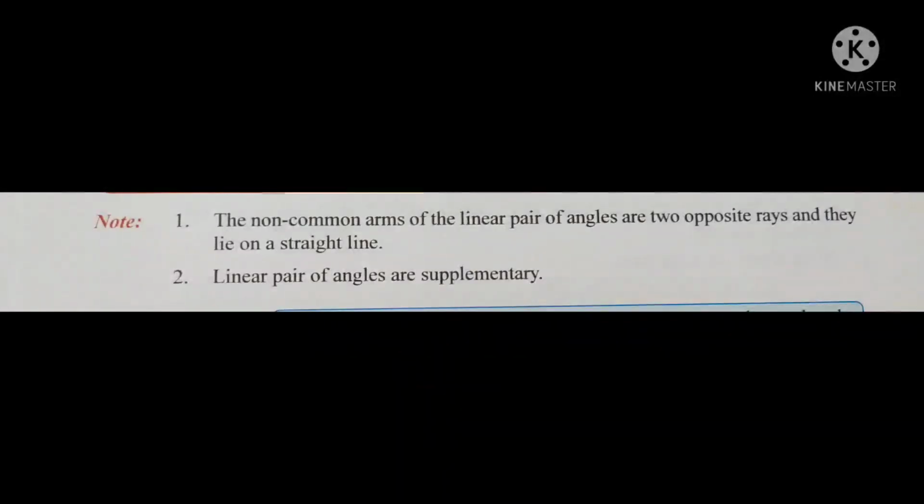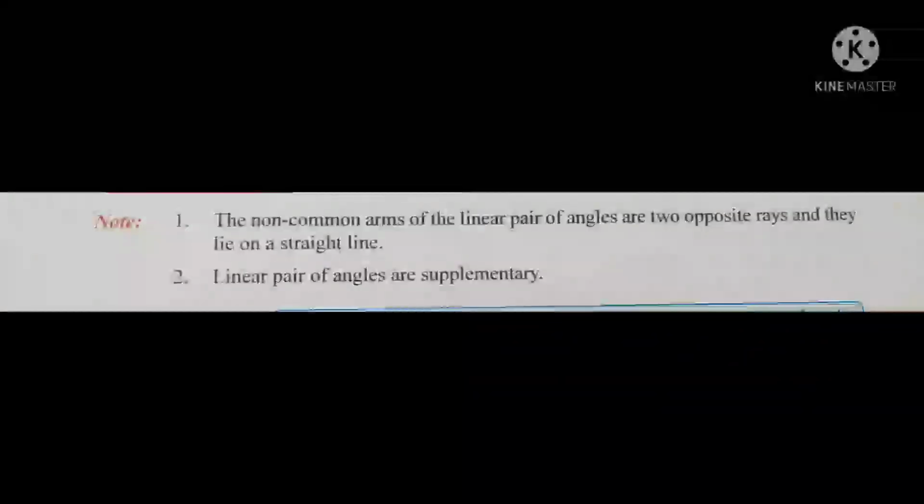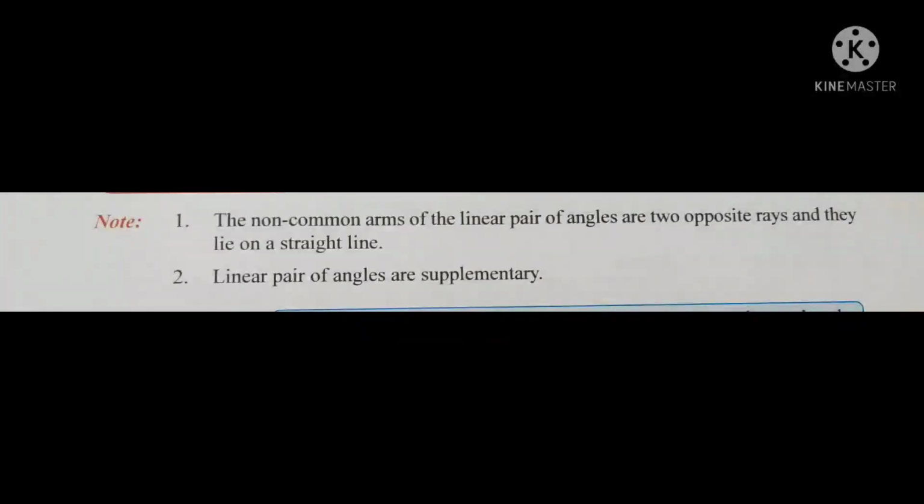First one: the non-common arms of the linear pair of angles are two opposite rays and they lie on a straight line. Second one: linear pair of angles are supplementary.